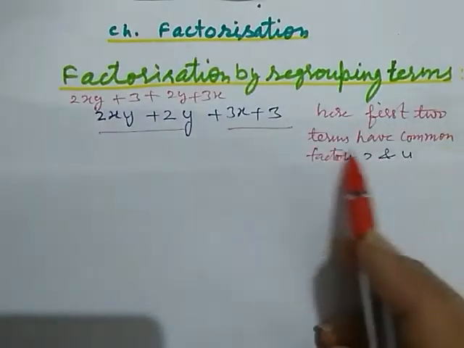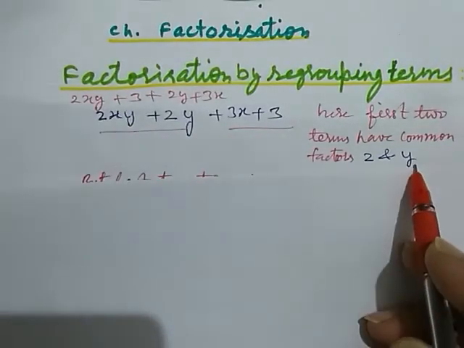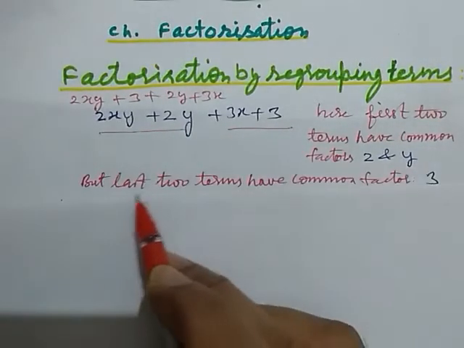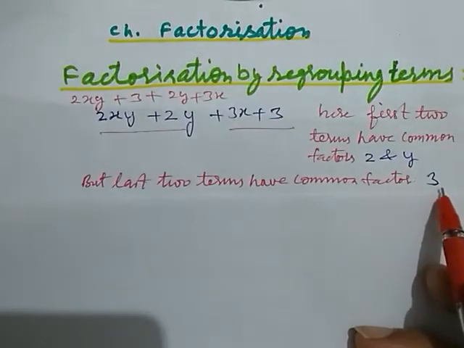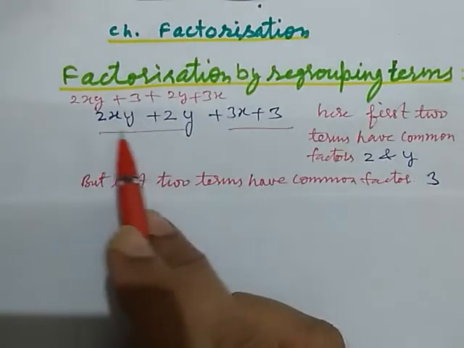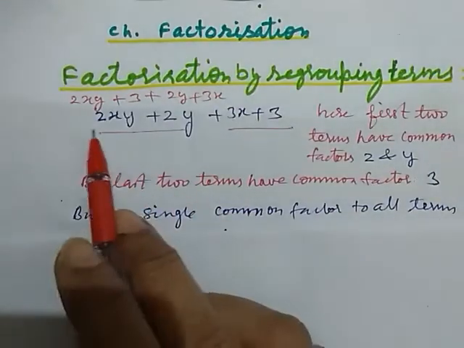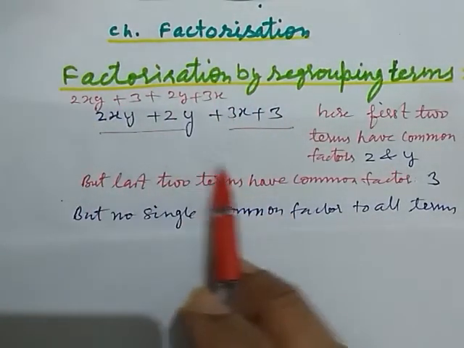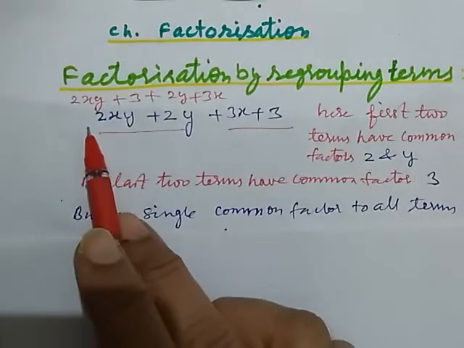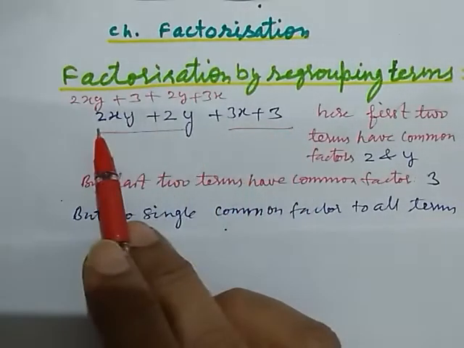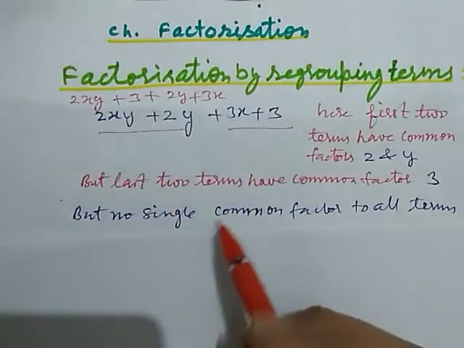Here the first two terms have common factor 2 and y. But the last two terms have common factor 3. So there is no single common factor to all terms. So instead of taking a single common factor, we take common from this group and this group separately and then solve.